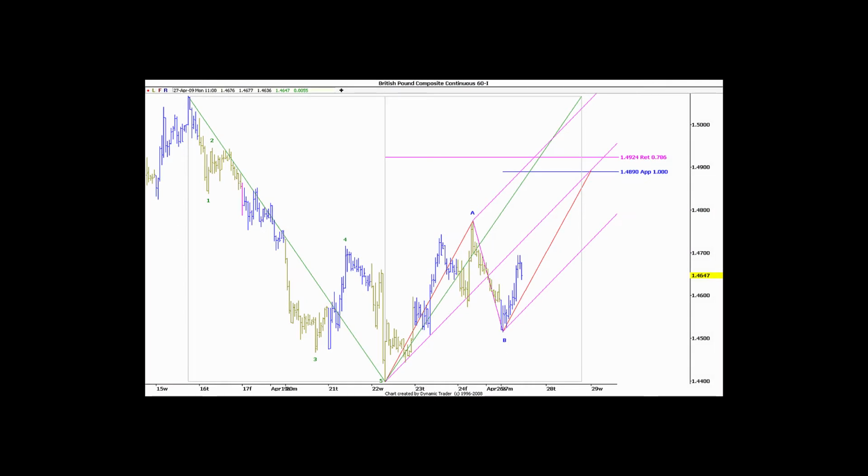I was using Dynamic Trader software at the time, so this is a chart created by Dynamic Trader, and this is a trade setup for the British pound. It was a 60-minute chart. It was from the GARTLEY Trader publication, April 27th, 2009.